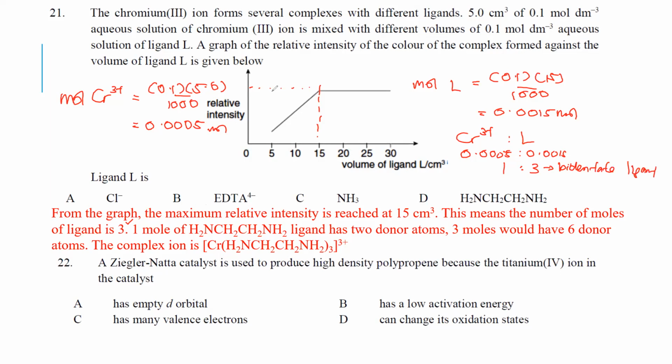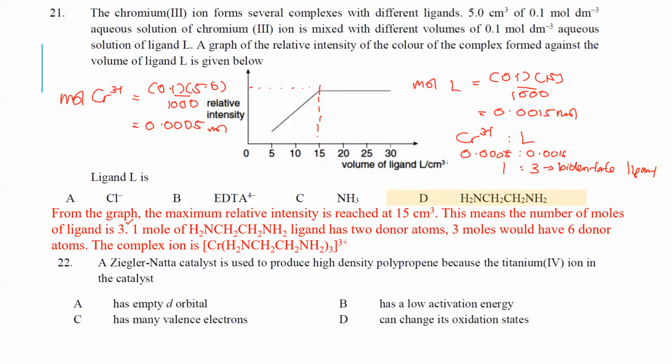So that is why the complex expected is Cr(NH2CH2CH2NH2)3, because chloride ion is a monodentate, EDTA is a hexadentate, ammonia is a monodentate, and this ethylene diamine is a bidentate. So that is why the best answer in here is B. Okay, then this is 21.